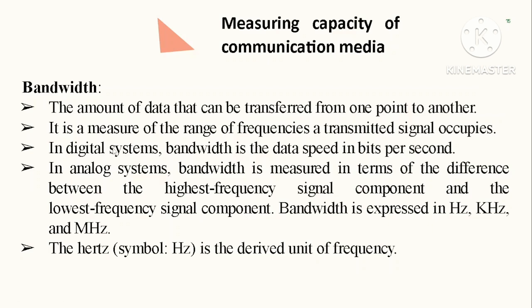In digital systems, bandwidth, the data speed, is measured in the form of bits or bytes per second. In analog systems, the bandwidth is measured as the difference between the highest frequency and the lowest frequency. It is expressed in the form of hertz. You would have seen this hertz, megahertz, kilohertz and all that, right? So this is called bandwidth. Bandwidth is the actual capacity of data transfer.